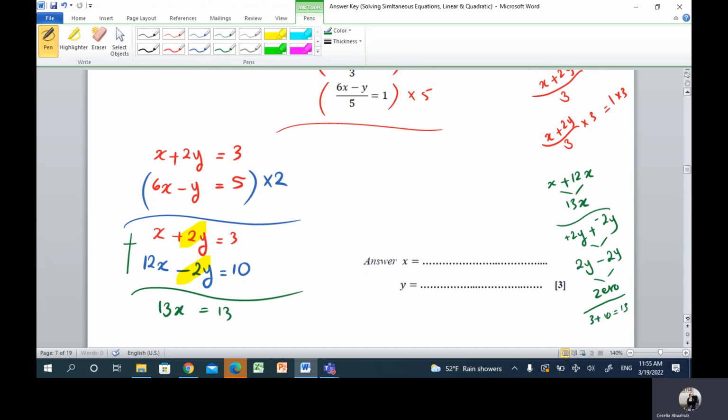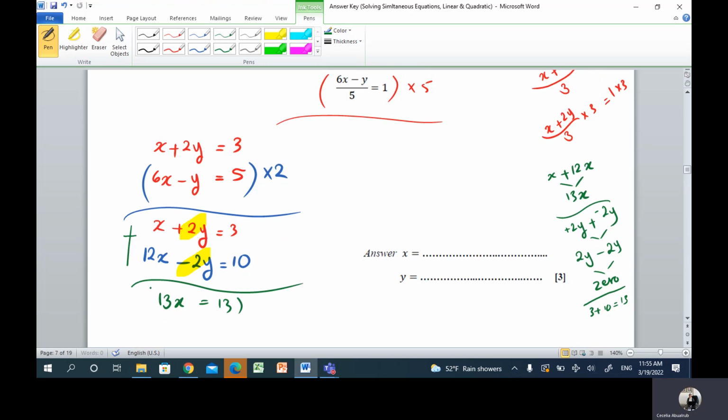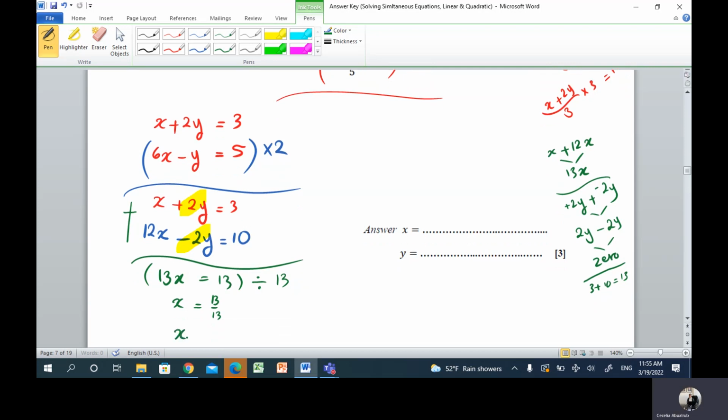Now we are going to solve for x by getting rid of the coefficient of x. So we're going to divide each side of the equation by the coefficient of x, which is 13. So x is equal to 13 over 13, and x will come down to 1. So x is 1. Okay, and then as we explained earlier, we can substitute the value of x in any of the two equations in order to find y.